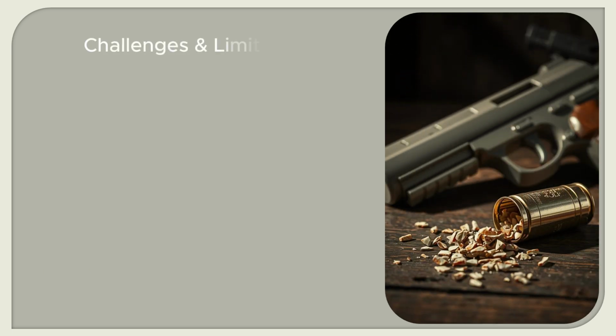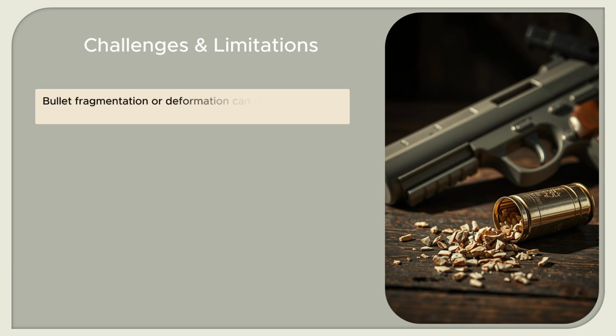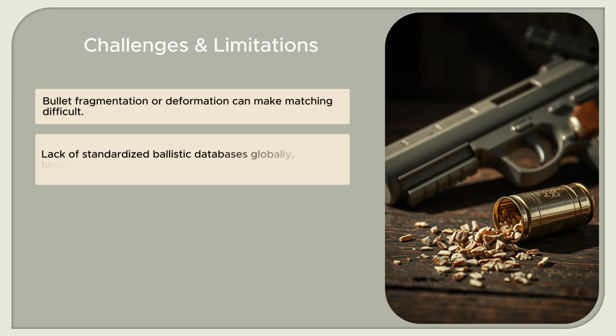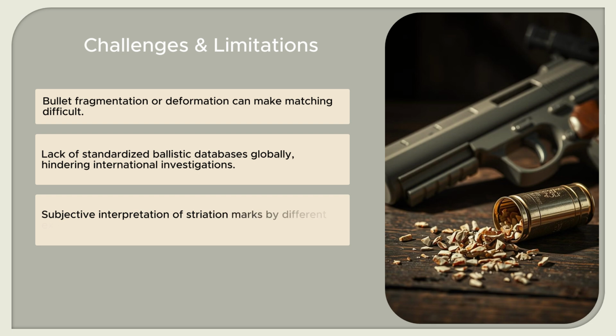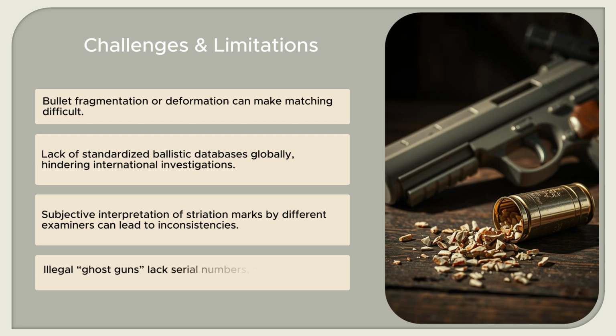Let's see some of the challenges and limitations. Bullet fragmentation or deformation can make matching difficult. Lack of standardized ballistic databases globally, hindering international investigations. Subjective interpretation of striation marks by different examiners can lead to inconsistencies. Illegal ghost guns lack serial numbers, making them untraceable.